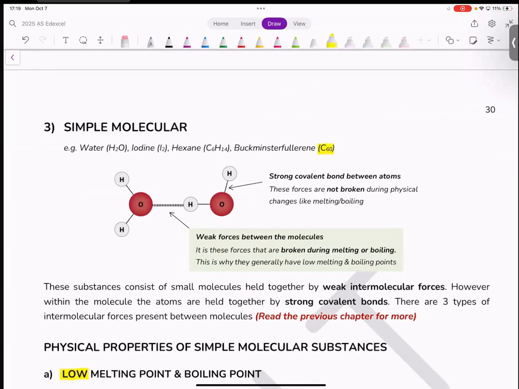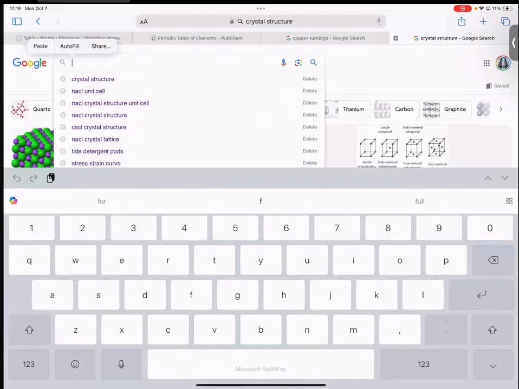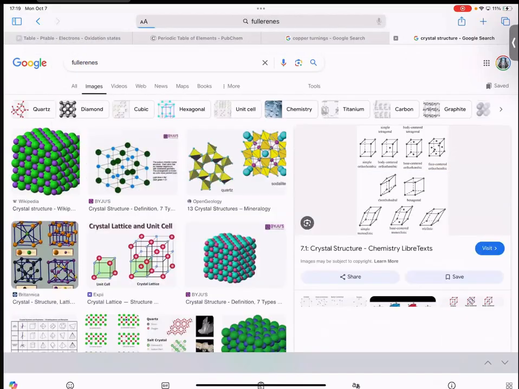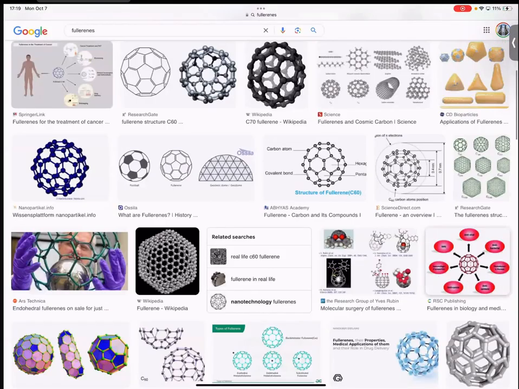C60, Buckminsterfullerene. It's a type of allotrope of carbon. It's referred to as fullerenes. This is a specific type of fullerene. There are a lot of fullerenes in nature. Like there are fullerenes that look like this. When I give students these kinds of questions, they often think these are giant. If you look at the fullerenes in nature, there are many different types.